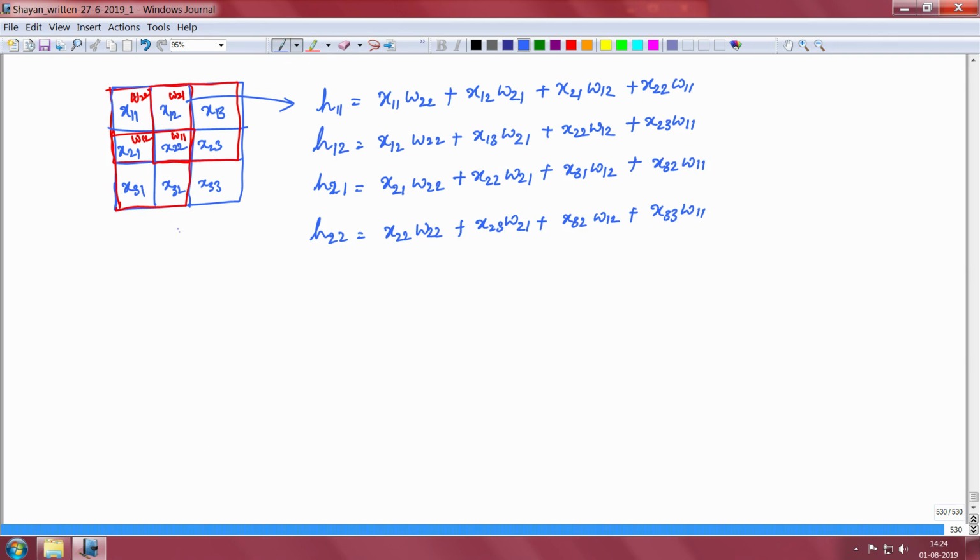So, because of these operations I get these 4 different values. I am calling them H11, H12, H21, H22. Now, the next step in the convolutional neural network architecture would be to apply activation functions phi on these values. Typically, the activation function is the ReLU function, and then one can use pooling.